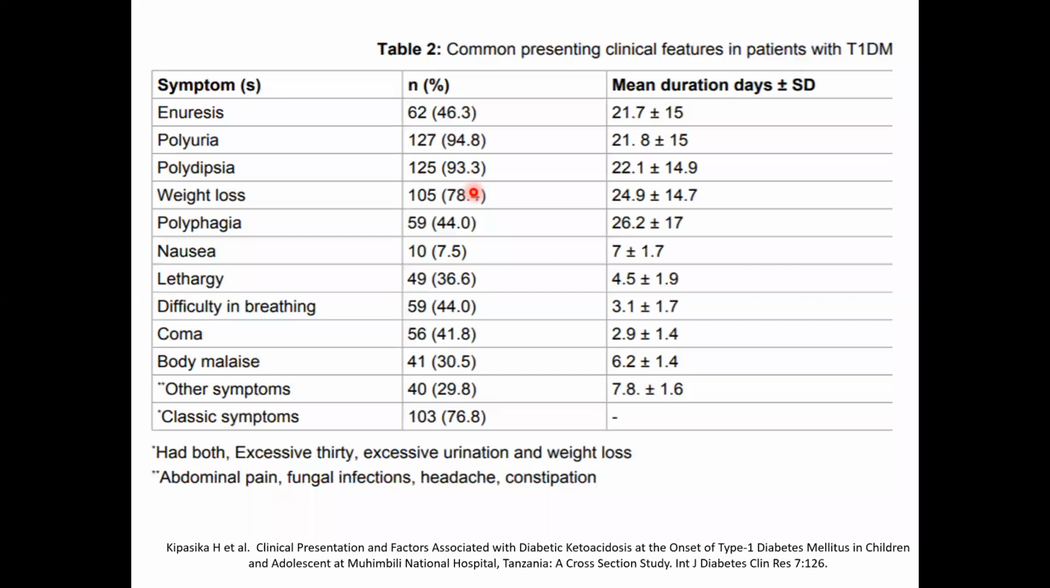Other symptoms that were noted were difficulty in breathing, coma, as well as general malaise. They also looked at the duration of symptoms before presentation, and they found that the mean duration of symptoms was about 2 to 3 weeks. So usually they will have a preceding history of about 2 to 3 weeks before they present to hospital.